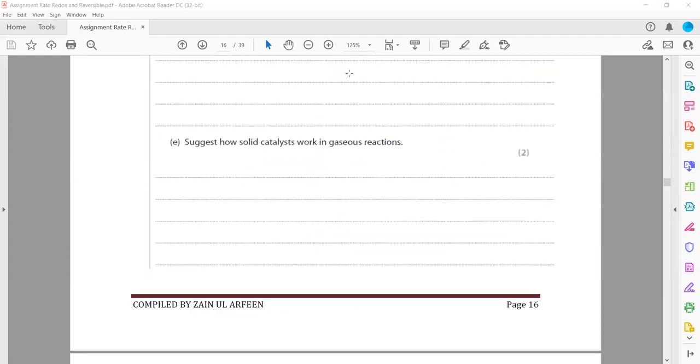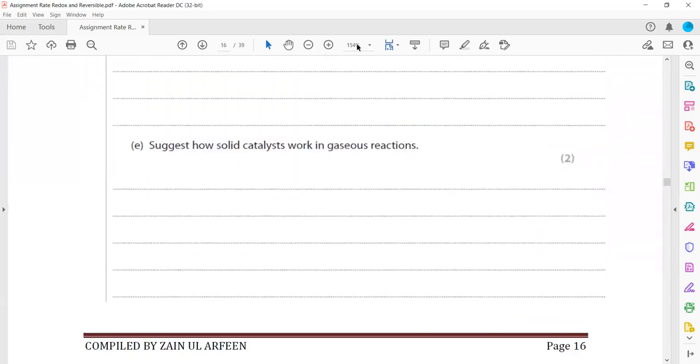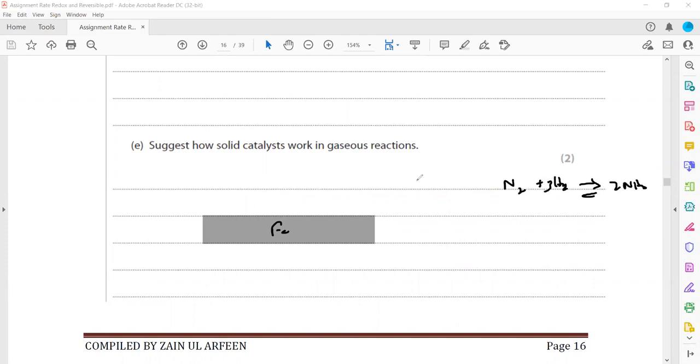Suggest how solid catalysts work. Basically how a solid catalyst or heterogeneous catalyst works. For example, if you check the manufacture of ammonia by the Haber process, what are the reactants? We have nitrogen and hydrogen. So how do these heterogeneous catalysts work? The catalyst example is iron, for the manufacture of ammonia. Nitrogen and hydrogen are reacting, and as a result they form ammonia. N2 plus 3H2 gives 2NH3.